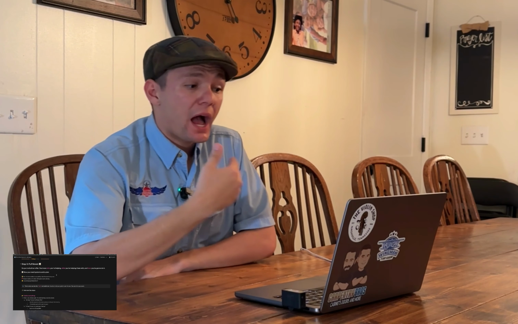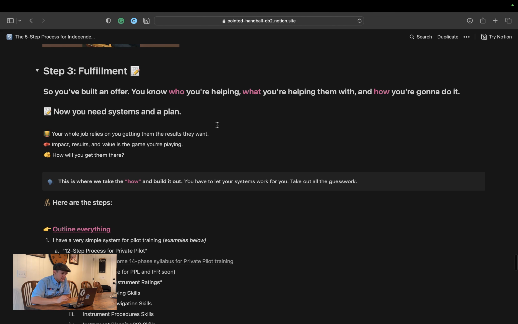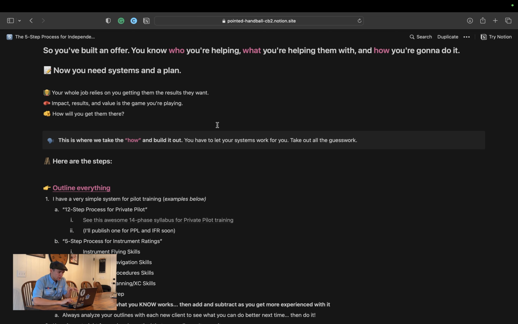Moving right along to step three, which is fulfillment. Basically, fulfillment is an extension of the offer. An offer is who, what, and how. Fulfillment is an expansion of how. So you build an offer, who you're helping, what you're helping them with, and how you're going to do it. But let's expand on that slightly. You need systems. You need a plan. Your whole job relies on getting people what they need.